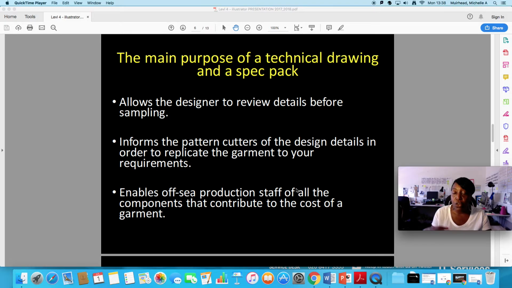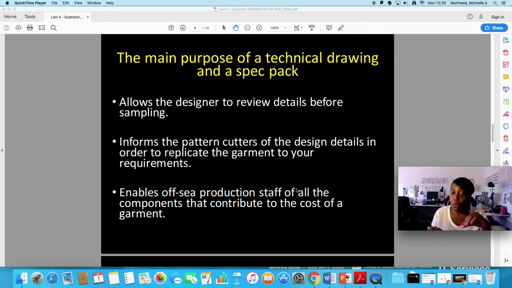Okay, and that goes the same for when you're working in the industry. It allows those who are offshore or abroad. So what they will do with your technical pack is they will use it to get all the components because you've listed them in your pack: what buttons you want, what zips, what stitching, what seams. It allows them to not only work out how much fabric is needed for that garment, but also to cost that garment, to say this garment is going to cost this to make.